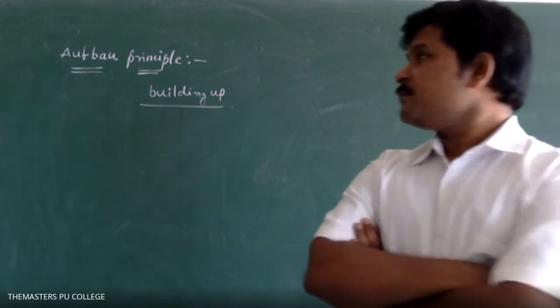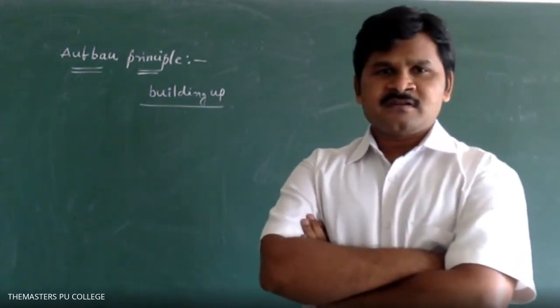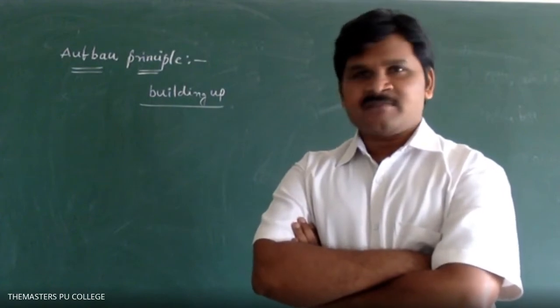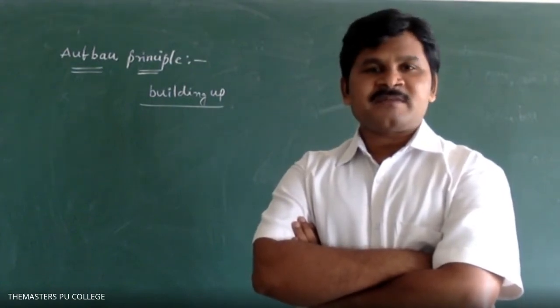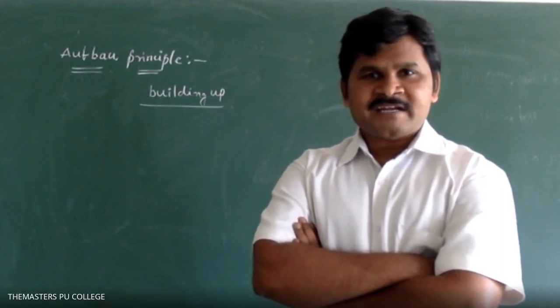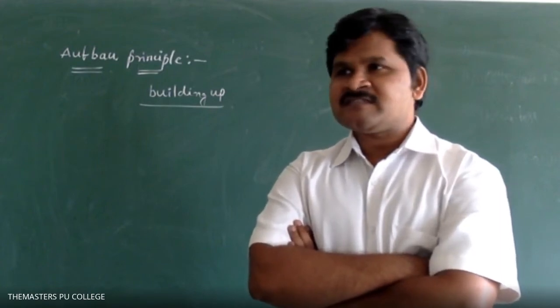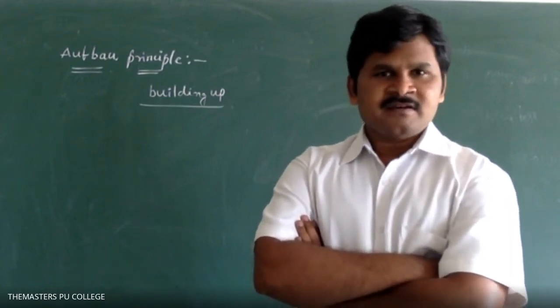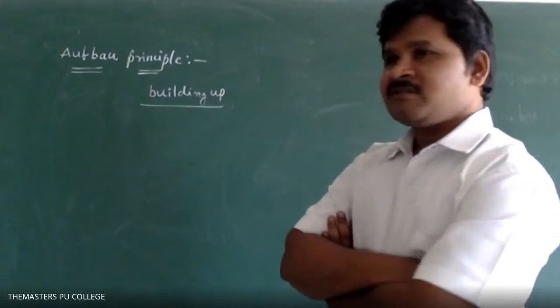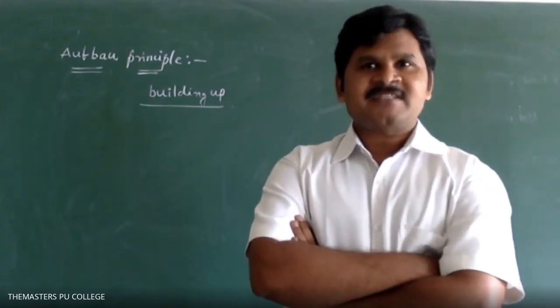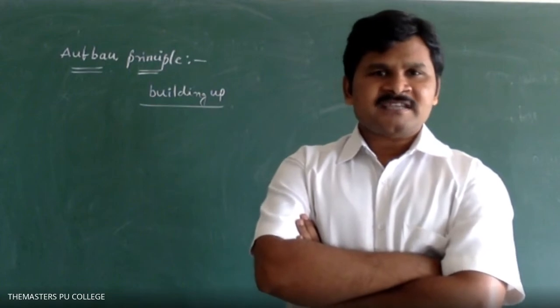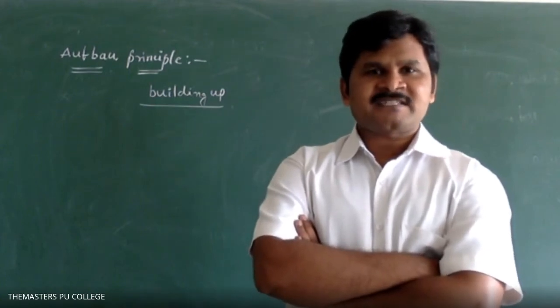So just now, before the Pauli exclusion principle, we discussed the energy of orbitals. How can you determine the energy of an orbital? We can determine it by using the n plus l value. This Aufbau principle is also based on the n plus l value.